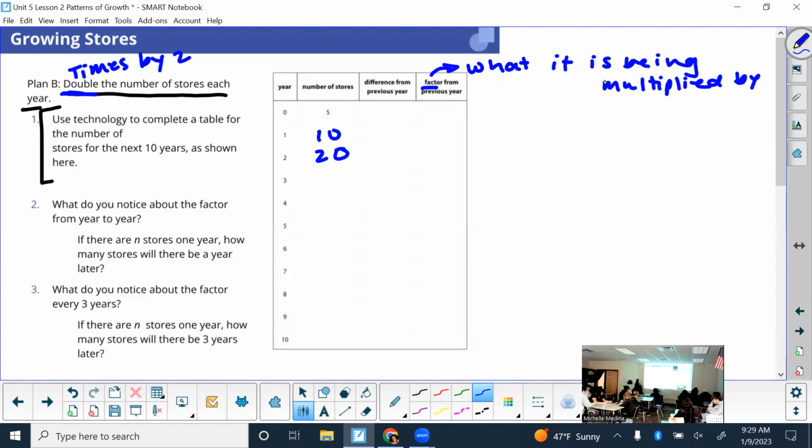I'll start with giving you 3 minutes. So you are deciding within your groups who's doing the table for A, who's doing the table for B, and then you're sharing that information with each other. Okay, so go ahead and start.